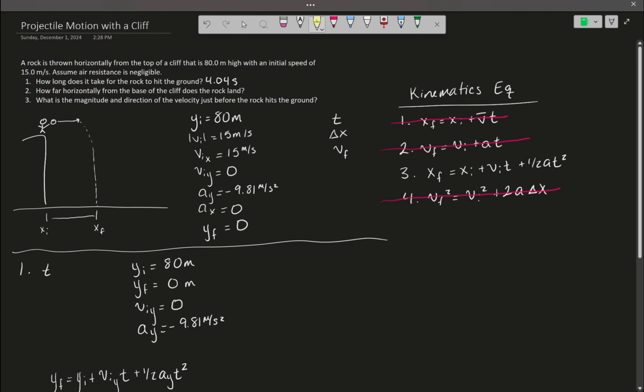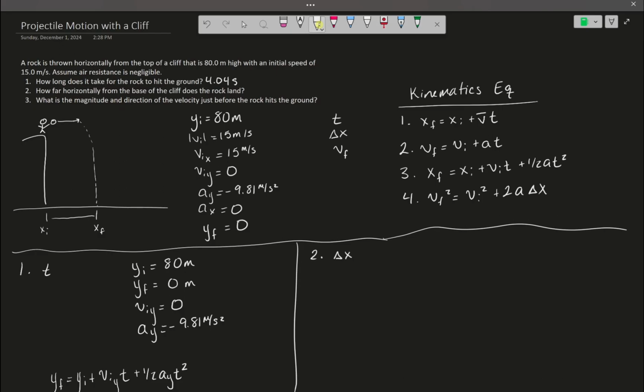The next thing I want to determine is how far horizontally from the base of the cliff does the rock land. So because I'm now wanting to know horizontal, I need the x direction. So I'm going to go ahead and rewrite what information I have in the x direction. And note that I'm solving for the displacement in the x direction.